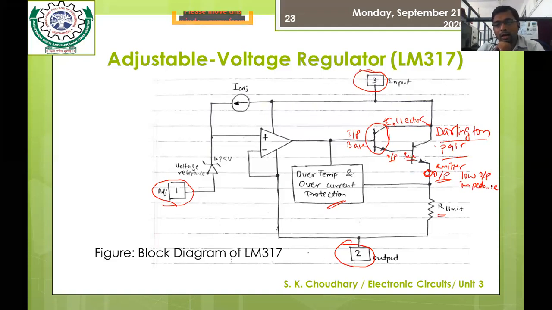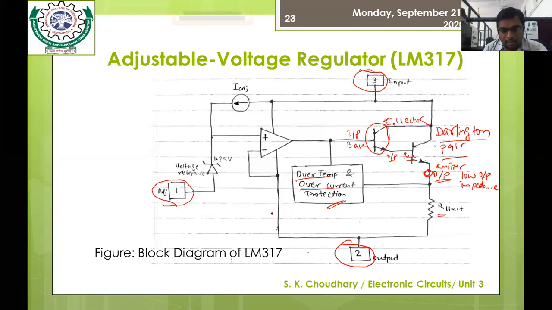Here I have not shown it, but at the output terminal there is a capacitor also present, which is not shown in the block diagram. We will see the role of that capacitor in the typical connection diagram or pin diagram of the LM317. Apart from this Darlington pair, there is another block, that is the overcurrent and over temperature protection. So overcurrent and over temperature protection shuts down and protects the device against overload or damage from operating in excessive heat.